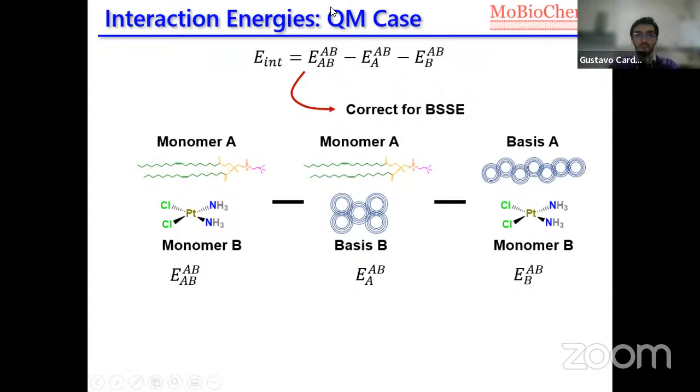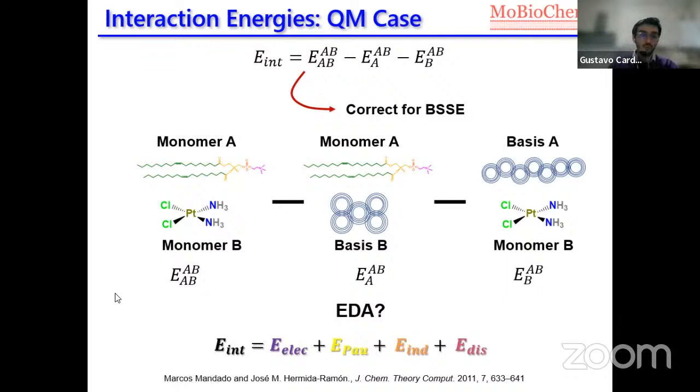Okay, so at this point, we have our interaction energy. What do we do next? Can we do something else? The question was, can we do some kind of energy decomposition? Well, it's more difficult than in the classical molecular dynamics case. However, we can indeed do that. In this case, we used an approach devised by Professor Marcos Mandado from the University of Vigo in northern Spain. I'm not going to go into the details of the derivation. I'm just going to emphasize that he showed that by using the electron densities, this interaction energy can be decomposed into four physically meaningful terms.